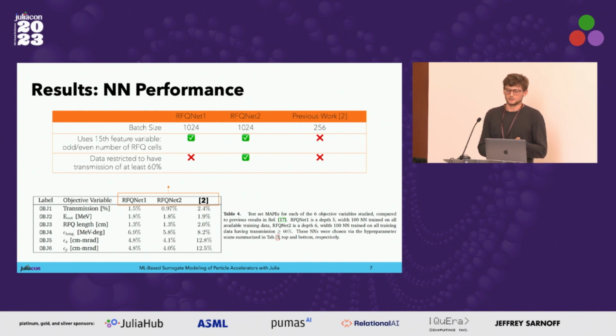The only real difference between RFQNet1 and RFQNet2 is that we limited the data that we showed the neural net in the second case, because when your beam transmission gets too low, it turns out that your samples basically lose physicality. They're no longer physically realistic. And that tended to throw off the performance of the models. And RFQNet2 kind of blew it out of the water. The percent errors on that neural net are a third of what we were seeing previously, which is really exciting.